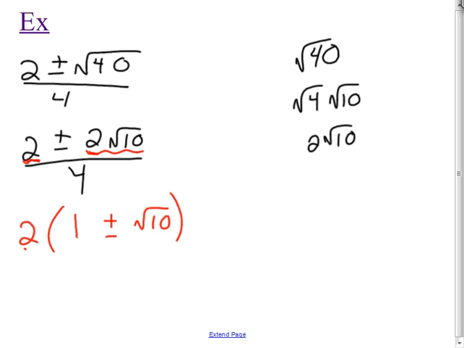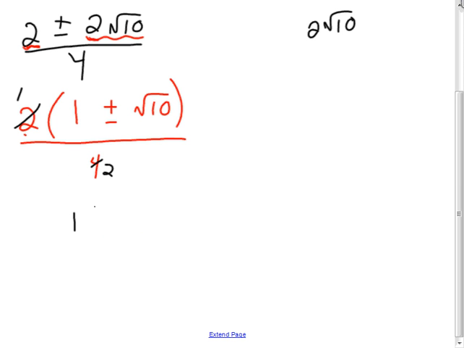So I took care of my numerator. My denominator is 4. Because I have factors now, I can cancel. 2 goes into 2 once, 2 goes into 4 twice. My final answer, therefore, is 1 plus and minus the square root of 10 over 2.